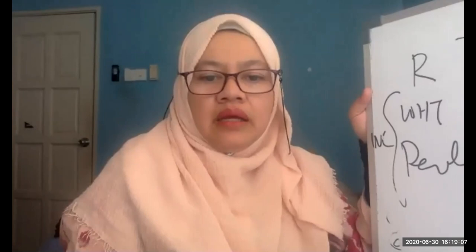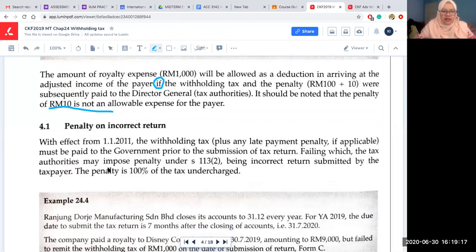But then we also have a case which we call incorrect returns. So the penalty for incorrect returns, remember this one, is not the 10% for the non-compliance. This one is for incorrect returns. What is an incorrect return? An incorrect return means that you submit incorrectly.